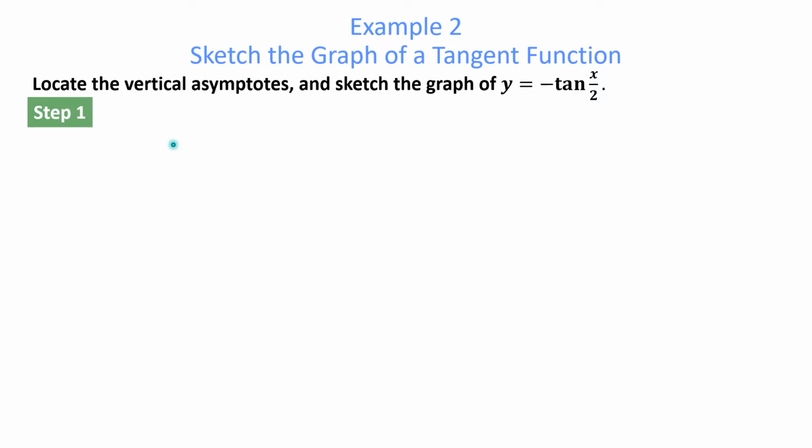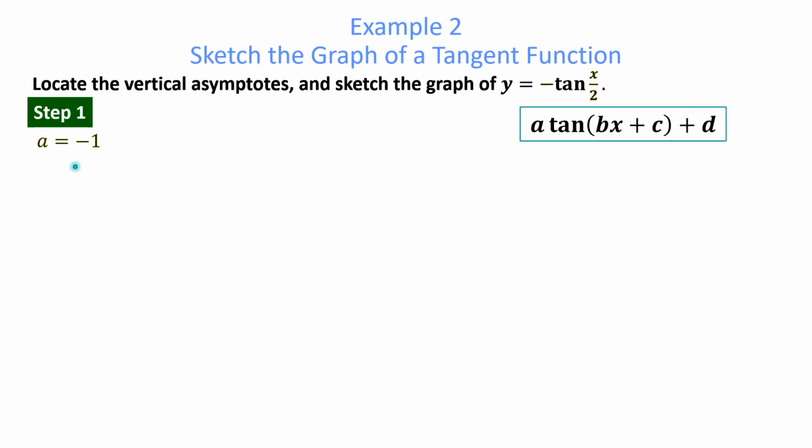So for step 1, we'll find the period. But before we do that, we'll write down our general form, and then I'm going to highlight some key bits of information there so we can make a comparison here. You can see here there's a -1 in front of the tan, so that tells us A is equal to -1. I'll write that over here. And we can see B is equal to a half, which I'll write down over here.